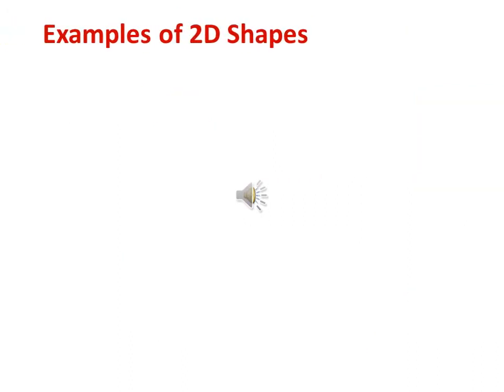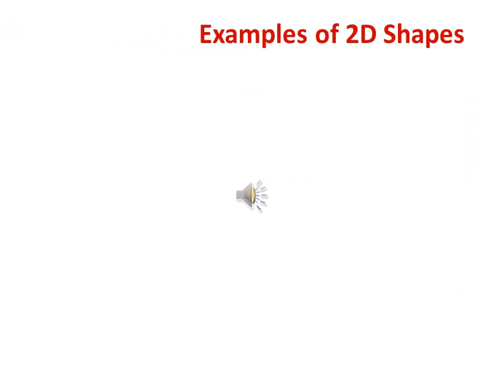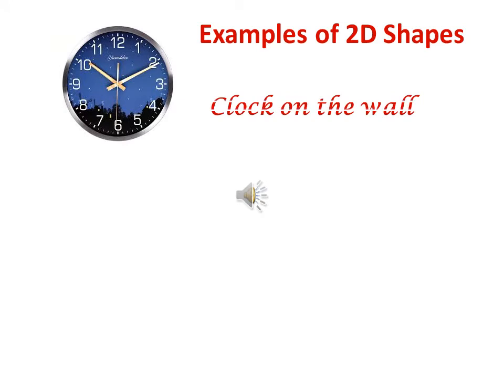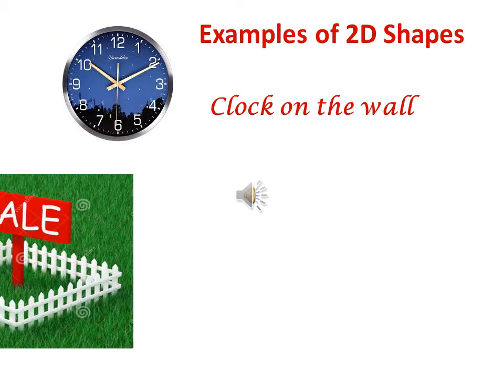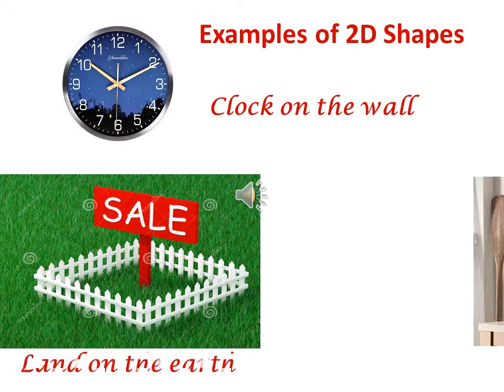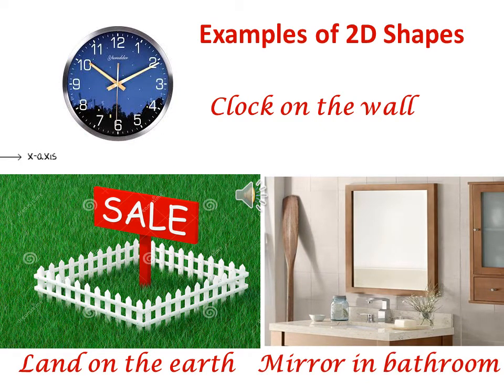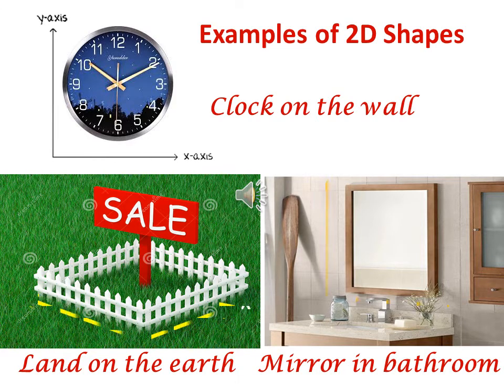Now we will see various practical examples of 2D shapes which we see around us. These are a clock on the wall, land on the earth, and a mirror in the bathroom. These shapes all contain two dimensions, length and width, along the x-axis and y-axis.